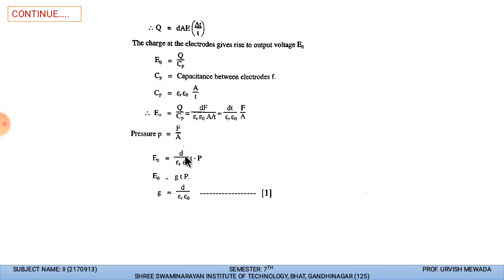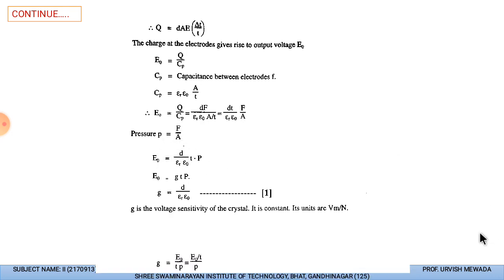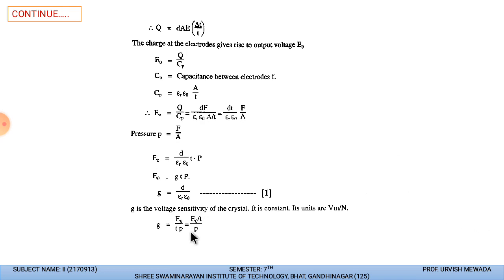So d by epsilon 0 epsilon r is replaced with g, and g is the voltage sensitivity of the crystal, and it is constant. Its unit is volt meter per Newton. That's why g is equal to E0 by t p. So E0 by t into p, we can write this to solve the equation further.